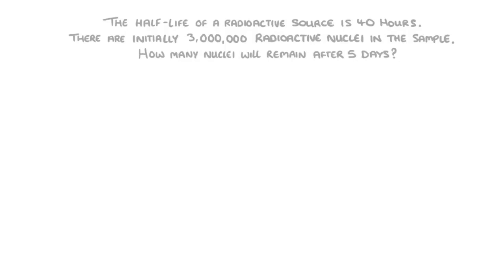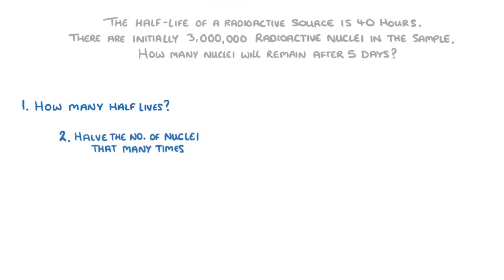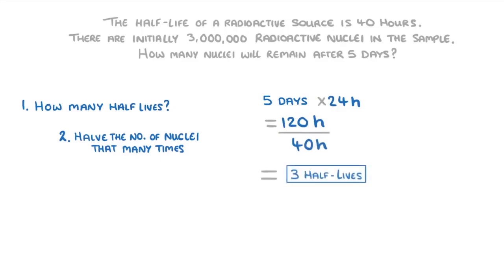In a question like this, the idea is to first find out how many half-lives there'll be, and then half the number of radioactive nuclei that many times. So first, we need to take 5 days and times it by 24 hours to get 120 hours. And we can then divide that by 40, which is the source's half-life, to find out that the sample will have undergone 3 half-lives.